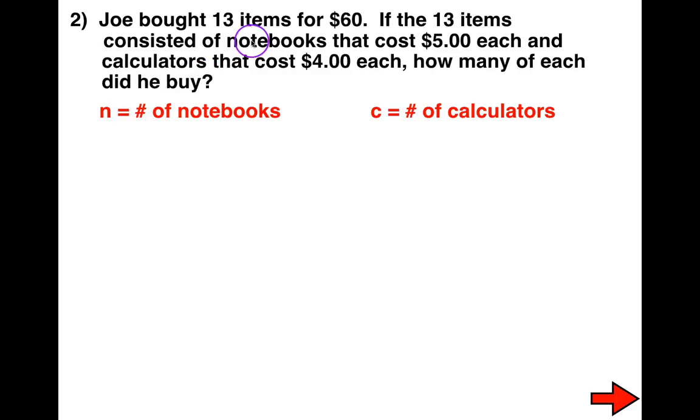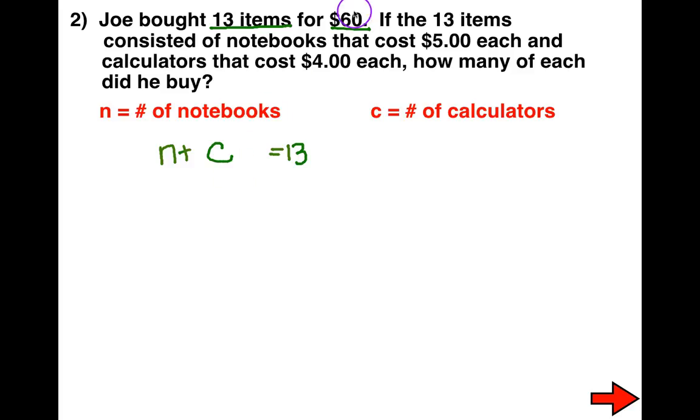So this problem is different than the other one because I'm noticing here 13 items was a total and so was $60. So now it's just thinking of how did we come up with these totals? So how did I come up with a total of 13 items? Well, it's because we took the number of notebooks, which was N, and we combined that to the number of calculators, which was C. This was probably one of the first lessons that we did with word problems. So it's been a while, but you can see that it should look familiar.